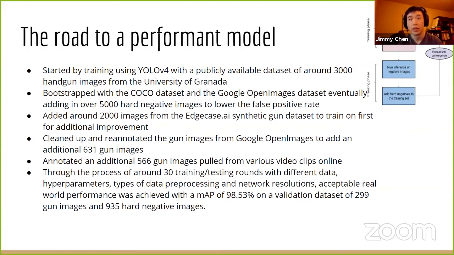Then we also added additional data from Google Open Images, as well as various clips online. After around 30, maybe more, training and testing rounds with different data and different hyperparameters, such as network resolution and data pre-processing methods, we achieved acceptable real-world performance at a mean average precision of 98.53% on a validation dataset of 299 real gun images and 935 mined hard negative images.